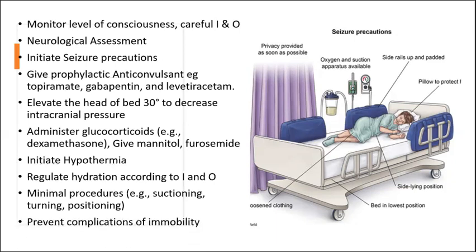And we want to prevent complications of immobility. What are those complications of immobility that we need to know for the NCLEX? If your client is immobile, he's prone to developing pressure ulcers. He's prone to developing deep vein thrombosis. He's prone to developing pneumonia, urinary tract infection. So again, we need to look out for those and we need to prevent those complications of immobility.